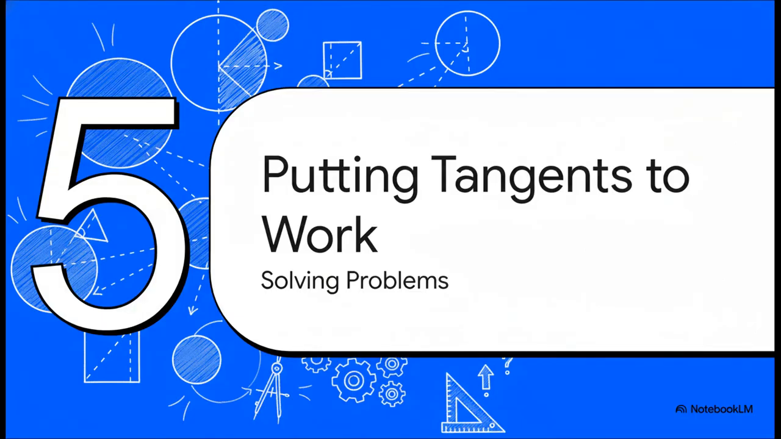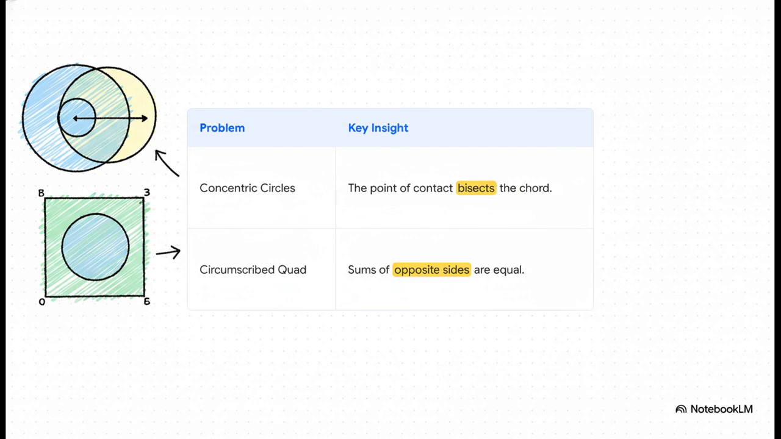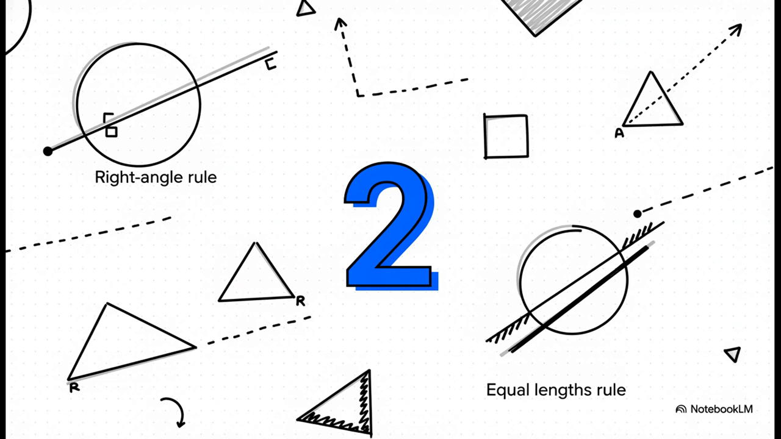So these theorems aren't just neat little facts to memorize. They're actually incredibly powerful tools for solving problems. Just check out what this stuff can do. If you have two circles with the same center, a chord of the larger circle that's tangent to the smaller one is always perfectly cut in half at the point of contact. And even cooler, if you draw a four-sided shape, a quadrilateral, around a circle so that all four sides are tangent, the sums of the opposite sides will always be equal. That's a direct result of our equal tangents rule. You see, when it comes right down to it, it all comes back to two powerful rules that unlock a huge range of geometric puzzles: the right angle rule and the equal lengths rule.